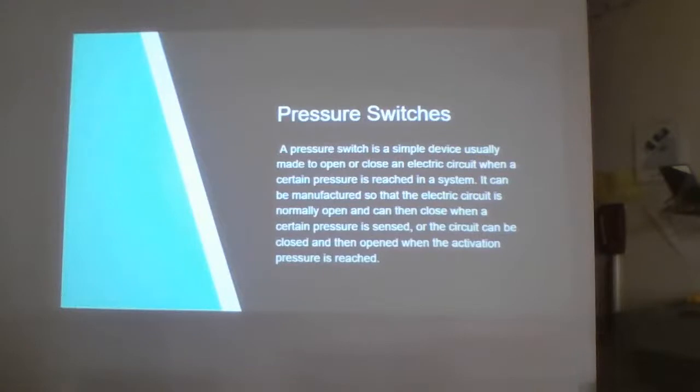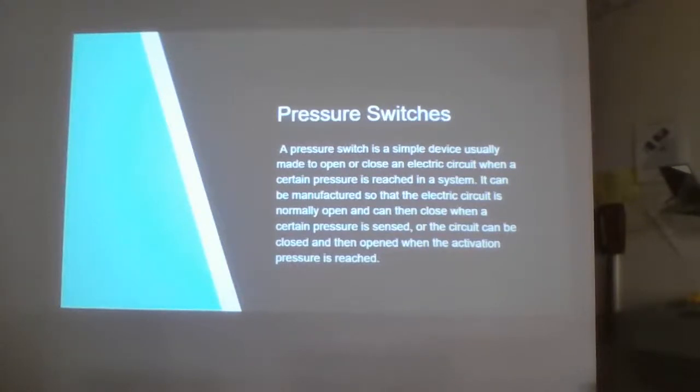A pressure switch is a simple device usually made to open or close an electric circuit when a certain pressure is reached in a system. It can be manufactured so that the electric circuit is normally open and can then close when a certain pressure is sensed. It can also be manufactured so that the circuit is closed and then opened when the activation pressure is reached.